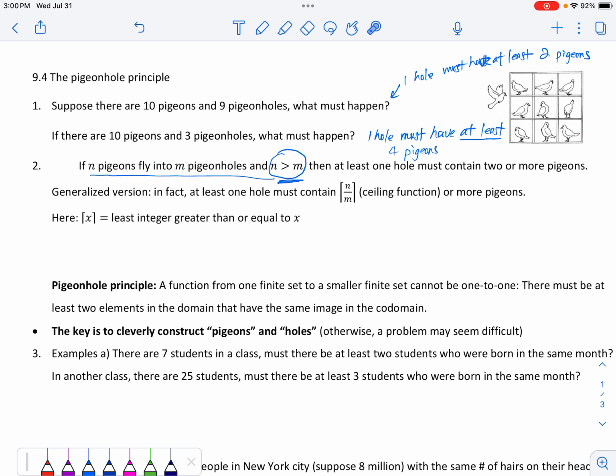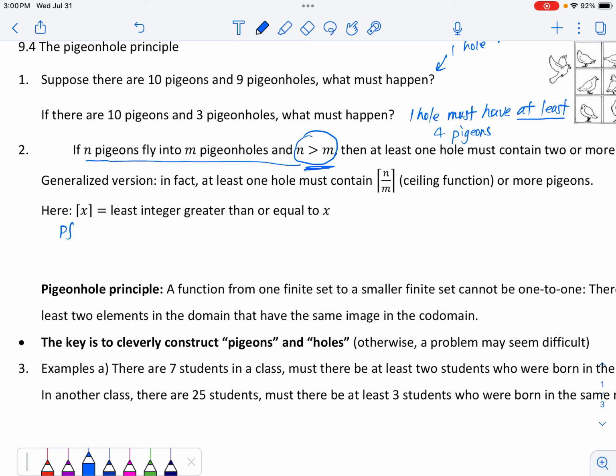So let's assume. Here's the outline of the proof. Suppose, there are 2 things that we have to assume. 1, n is greater than m. That means n pigeons are going to fly into m holes. And the important thing is that n is greater than m. So this is what we assume.